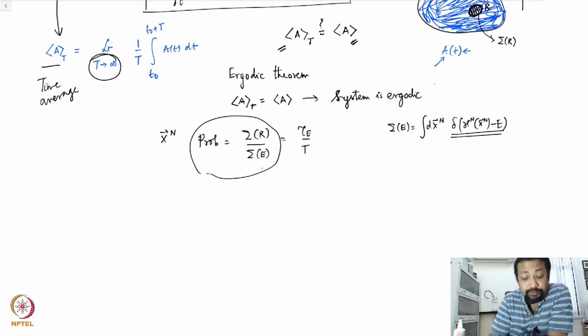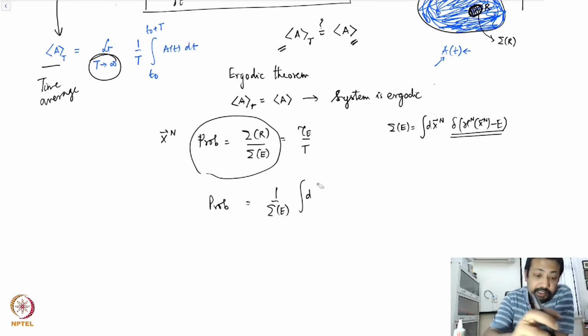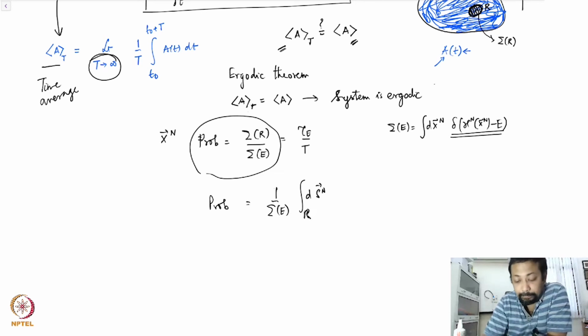So once I have this probability, I can write it down as 1 over sigma E times an integral, not dxn, but essentially an integral over the surface area in the region R. You can write it in terms of xn, but you also have to include delta of Hn minus E, and the integral is over the region R.